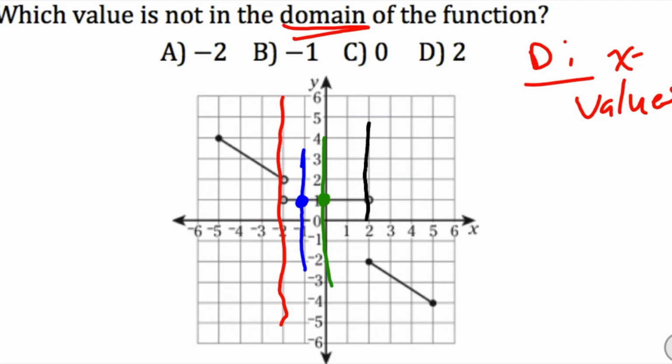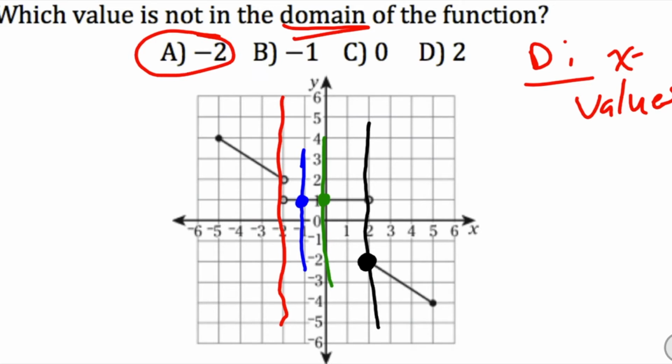So this is where I'll compare 2 and -2, and we see what the difference is here. And at 2, we have this filled in circle right here. So 2 is part of the domain, which means -2 is our answer, because we want to know which of these is not part of the domain.